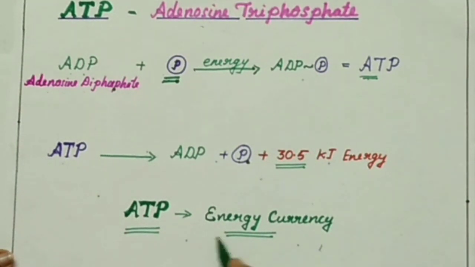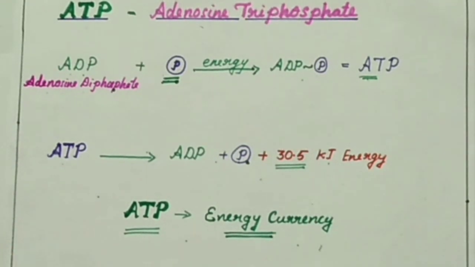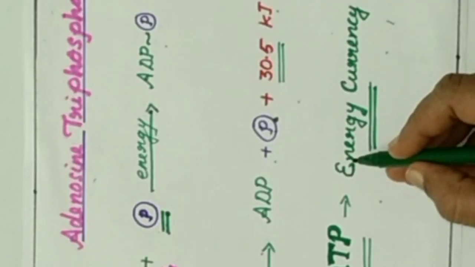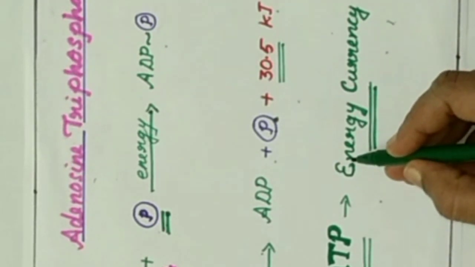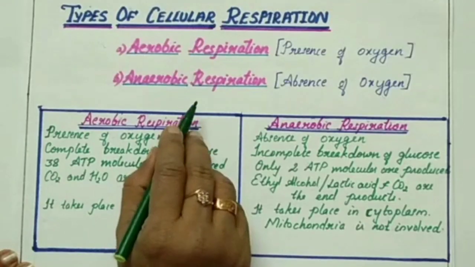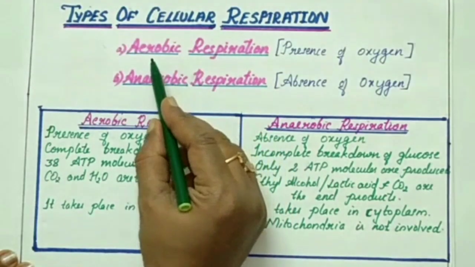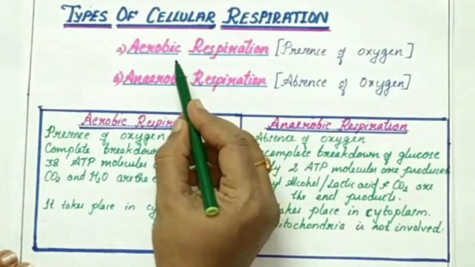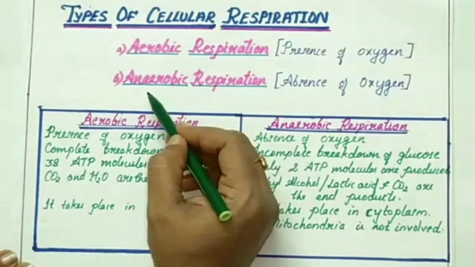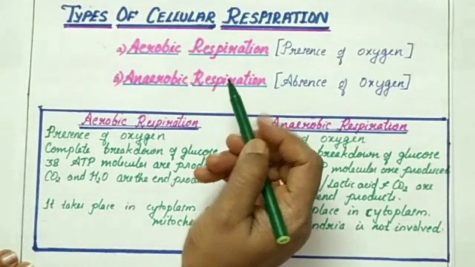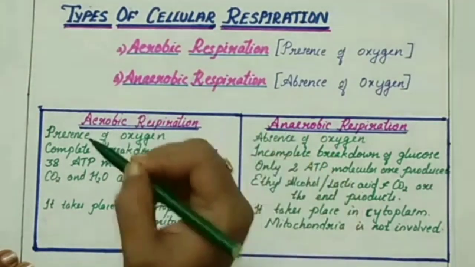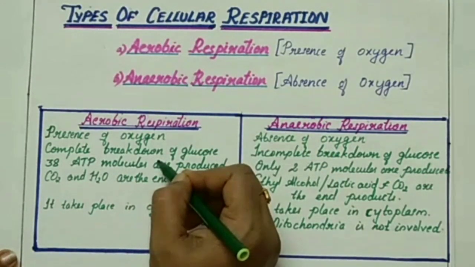And these ATP molecules are called energy currencies, as they give energy for all these molecular activities. I hope all of you understood aerobic and anaerobic respiration and the release of energy. Now, how will you differentiate aerobic and anaerobic respiration? What are the differences?